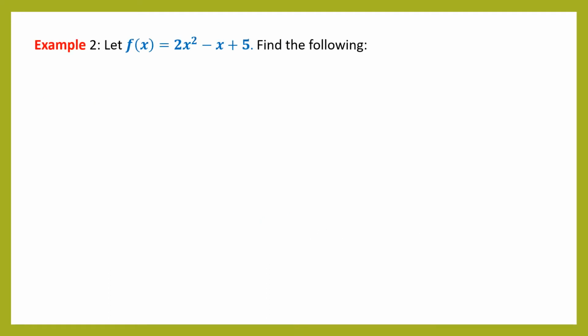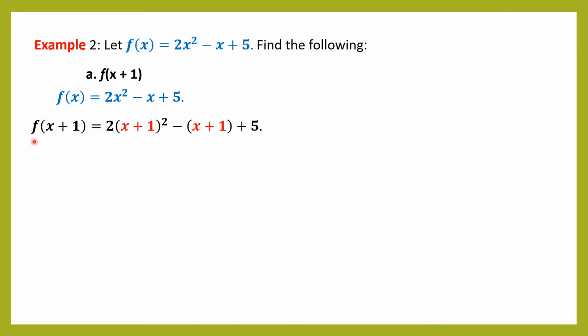Second example, let f of x is equal to 2x squared minus x plus 5. So we have to find the following. Letter A, f of x plus 1. Let us use yung ating given na function. F of x is equal to 2x squared minus x plus 5. So by substitution, we will have here f of x plus 1 is equal to 2. You just copy 2. Then, yung x natin dito, we have to substitute x plus 1. Yung square, copy lang natin yan. Then minus, copy natin yon. Then yung x natin, we have to substitute again yung x plus 1. Then copy yung plus 5.